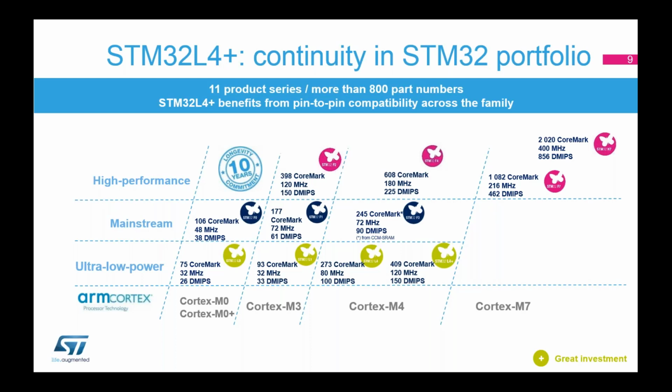The final message is regarding the great investment. So if you look at all the STM32 portfolio, it offers an extraordinary variety of compatible microcontrollers based on ARM Cortex-M cores, Cortex-M0, M0+, Cortex-M3, Cortex-M4, Cortex-M7, giving developers a lot of flexibility to find the perfect STM32 microcontroller for their applications. More than 800 part numbers are now in production in the STM32 family. So the STM32L4 Plus is a great investment and benefits from the pin-to-pin compatibility across the STM32 family.